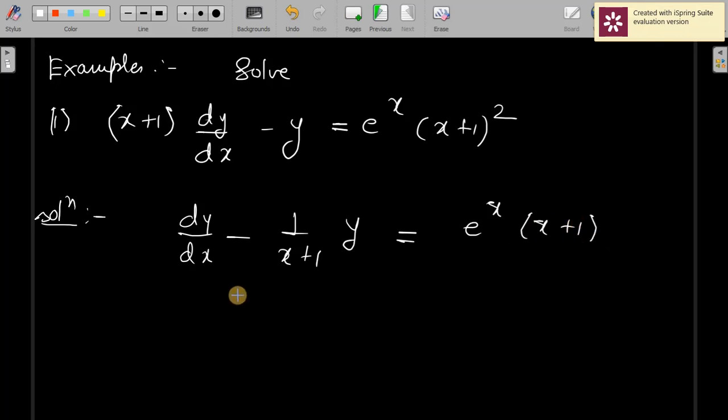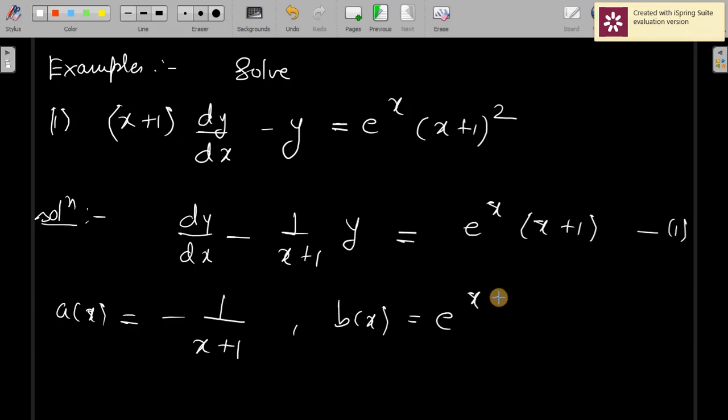So that's your equation 1. Your a of x in this case, if I compare it to the general form, is minus 1 by x plus 1, and your b of x is e raised to x into x plus 1. So now we would first find the integrating factor.